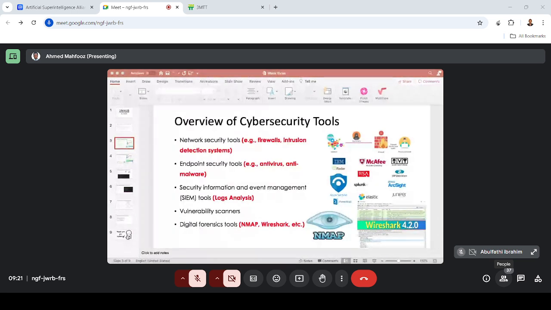Then we have vulnerability scanners. Vulnerability scanners are also tools we use in monitoring our network. We have different applications we use for that also. Some examples of the applications we use for it are Nmap or Wireshark. We have many others. These are known generally, that's why we mentioned them. But you have many, so it depends on which one you want to use in your organization or which one is fit for your organization.